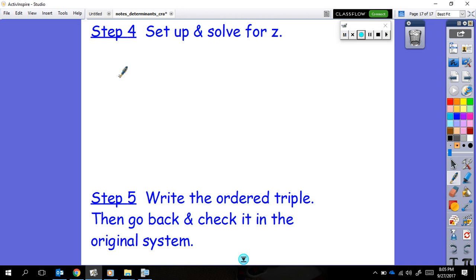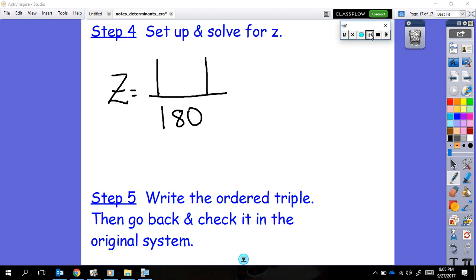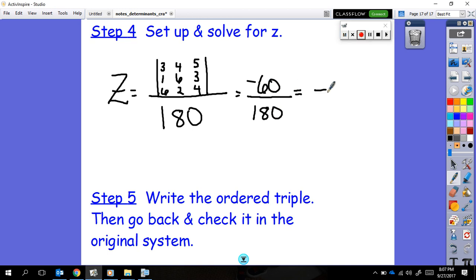So z equals, still 180 on the bottom. Go ahead and set up and solve for z. Hit pause, and then you can hit play whenever you have calculated z. Alright kiddos, for this one I got -60, which gives me a -1/3. Okay, so when I write my triple, 2/3, comma 1/2, comma -1/3.